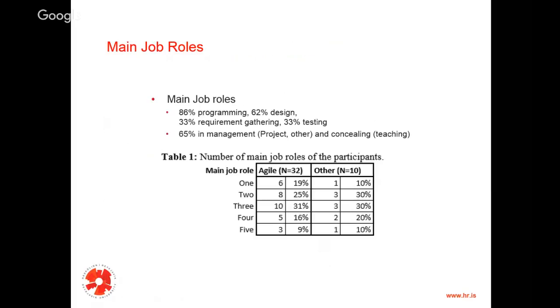So we could see from this that they actually have a lot of responsibility. This is why it's not 100%, because some said that they had programming and design as their main job role. You understand? And then I was checking if there was more variation, if you were working with agile processes or other. But the numbers are so small, so it's hard to tell because we only had these 42 people.